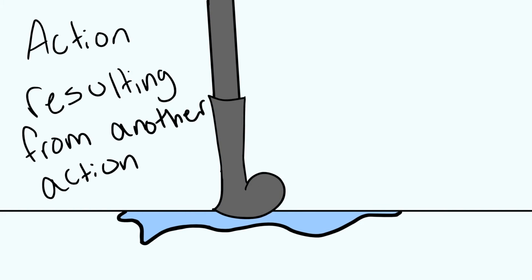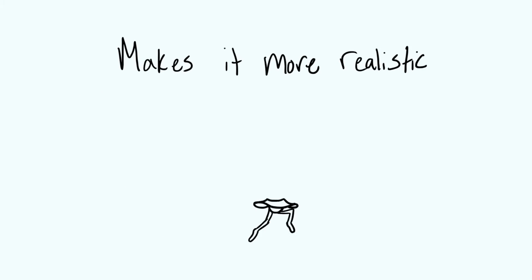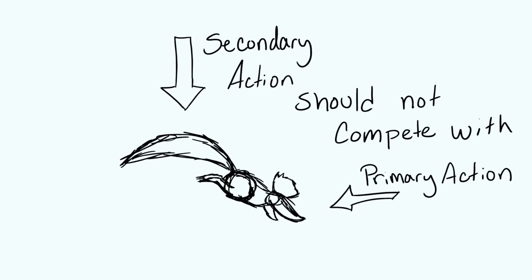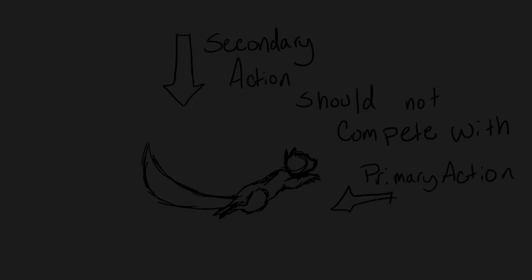A secondary action is an action that results directly from another action. Secondary actions are important in heightening interest and adding a realistic complexity to the animation. It should always be subordinate to, and not compete with, the primary action in the scene.